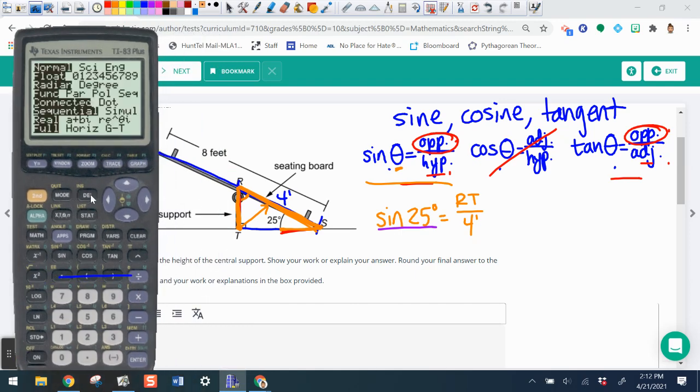So first thing I need to do is make sure I'm in degree mode. That's not really important at this point, but you definitely need to be in degree mode because we're dealing with degrees. We've explored a little bit of what radians are, but for the sake of this, I just need to make sure I was in degree mode.